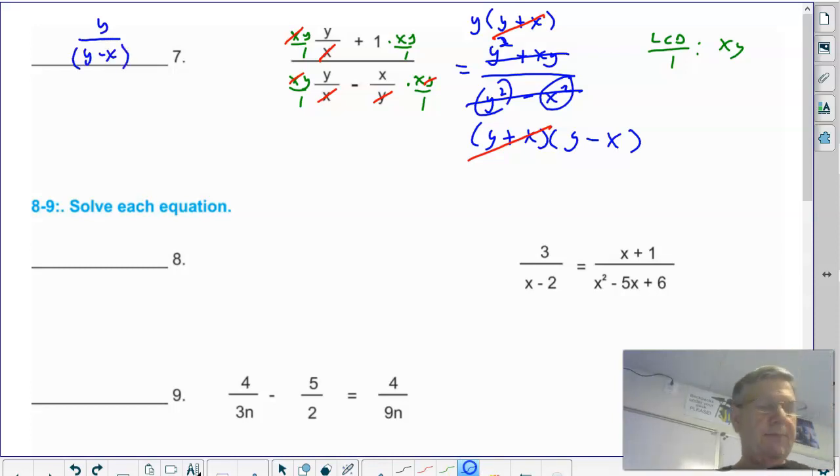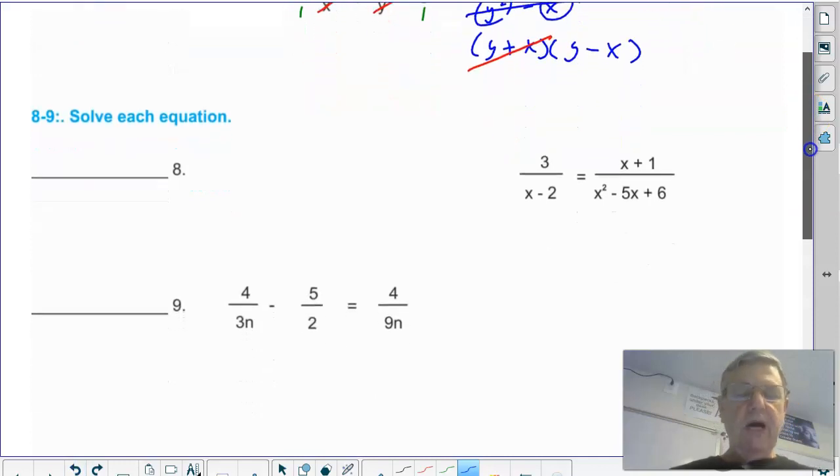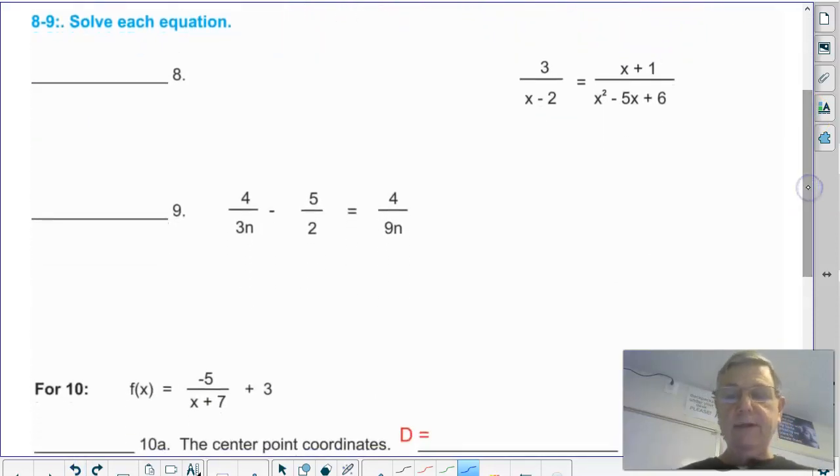And that's it. You don't need that parentheses on the bottom, by the way, right? y over y minus x. All right, and that is it for number 7. Complex fractions are complex. Okay, you look at number 8, and again, the key is the LCD.